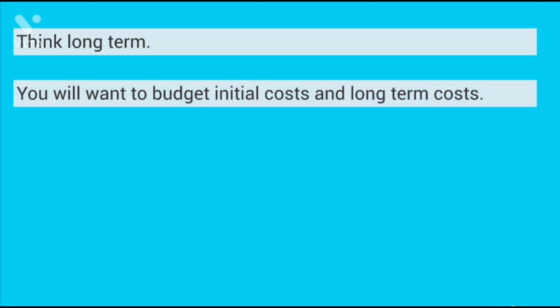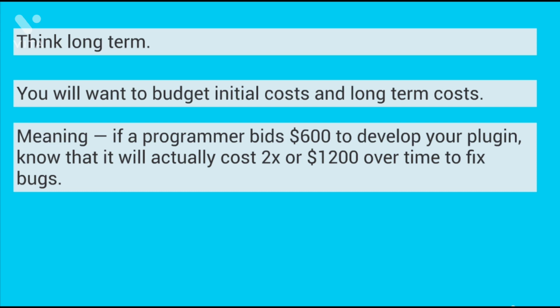You will want to budget the initial costs and the long-term costs. Now, what do I mean by that? This is what usually happens. If a programmer bids, let's say $600 to develop your plugin, know that in reality it actually costs 2 times that. So normally it would cost $1,200 over time to fix bugs.